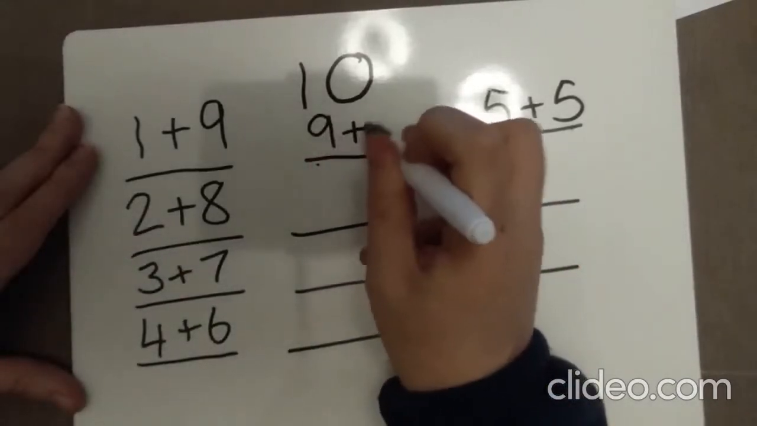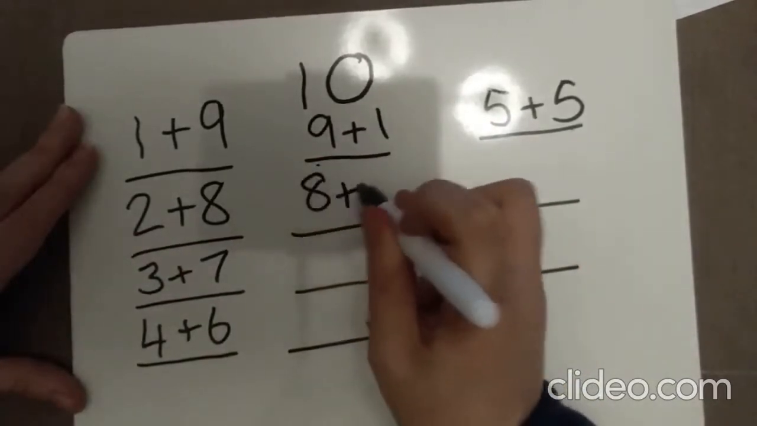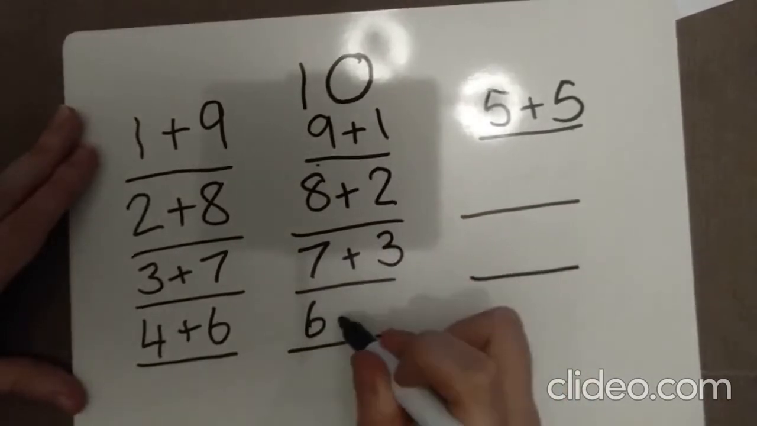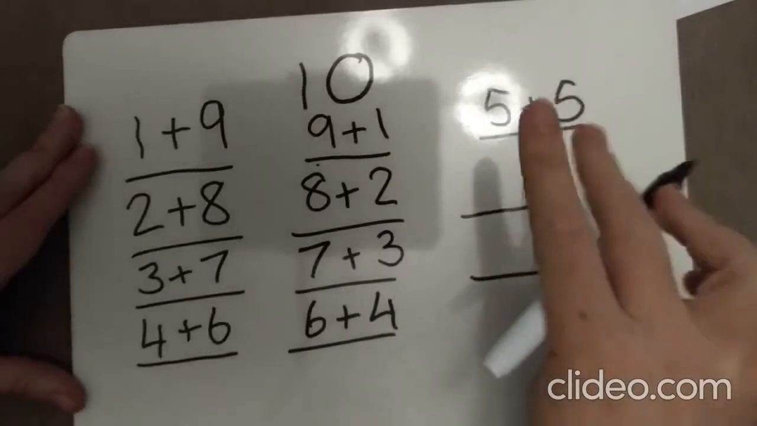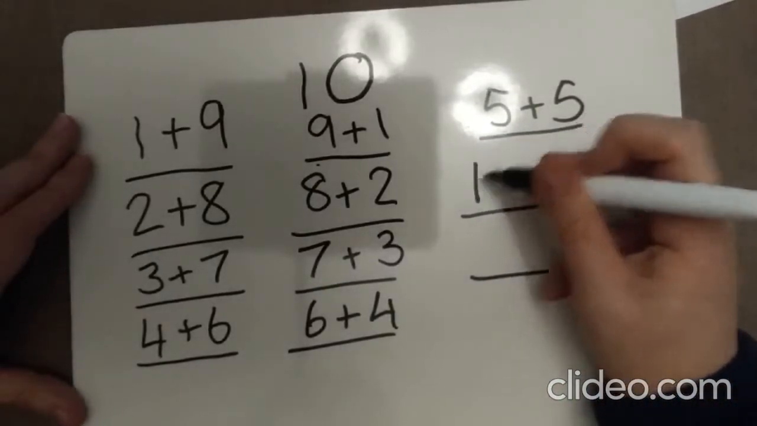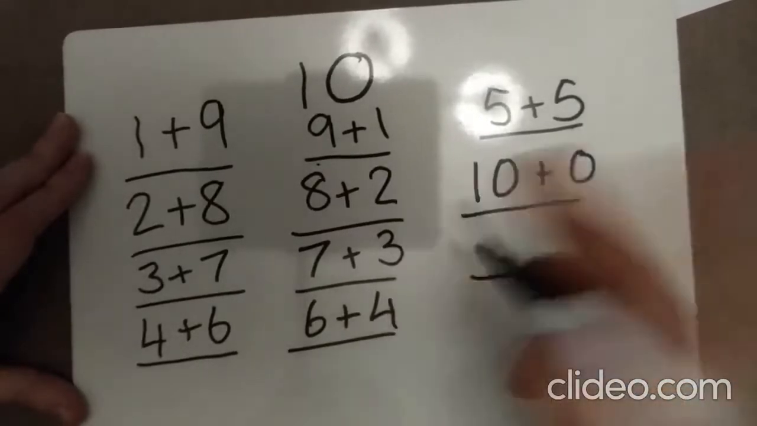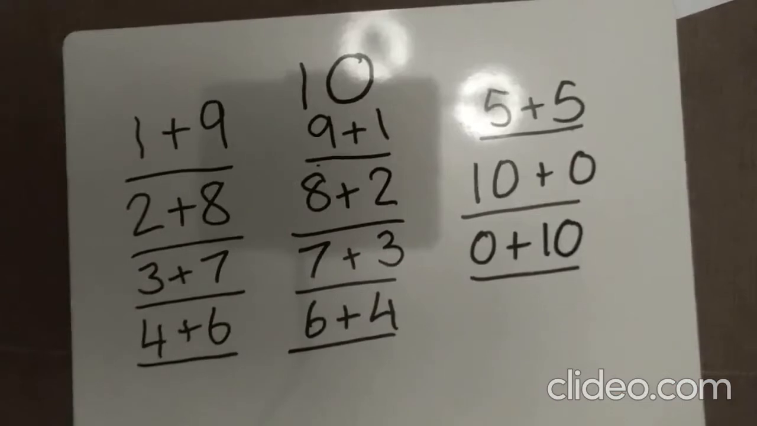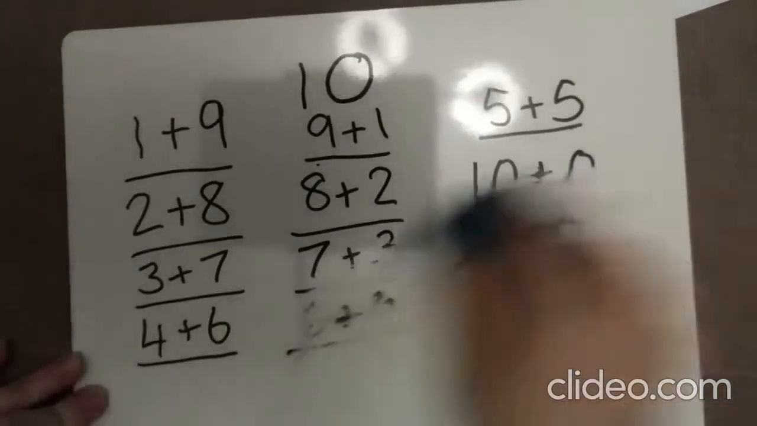We can have 9 and 1. We can have 8 and 2. We can have 7 and 3. We can have 6 and 4. We can't switch around 5 and 5 because they're the same number. And then our final two number bonds to 10 are 10 and 0. And switch it around again, 0 and 10. So hopefully we got all of those right.